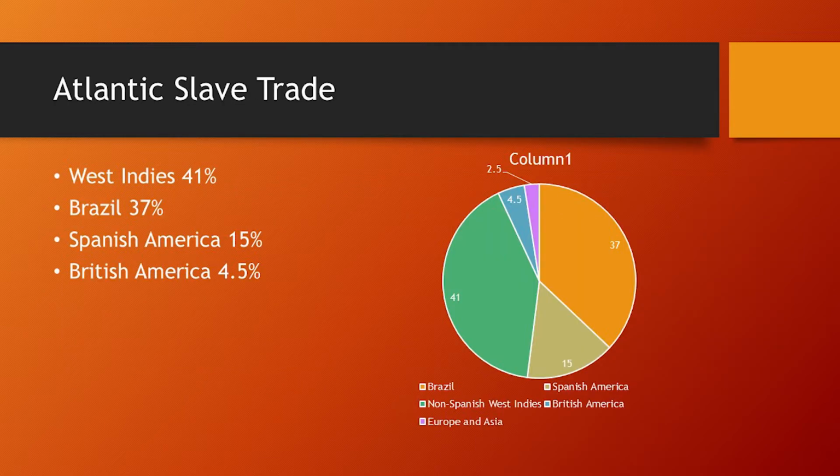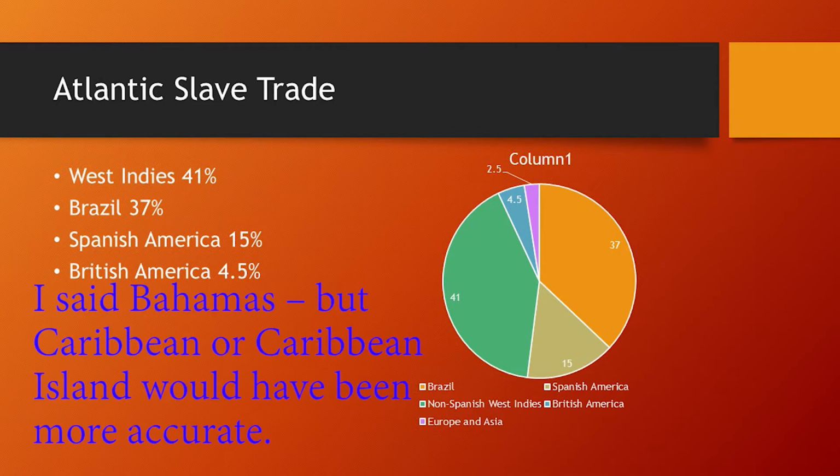The Atlantic slave trade. Okay, so most of the slaves are going to be brought to the Bahamas, and they're going to be used to grow sugarcane. And if you're not going to be brought to the Bahamas, statistically, you're going to go to Brazil. Okay, so that's the destination where most people are headed.